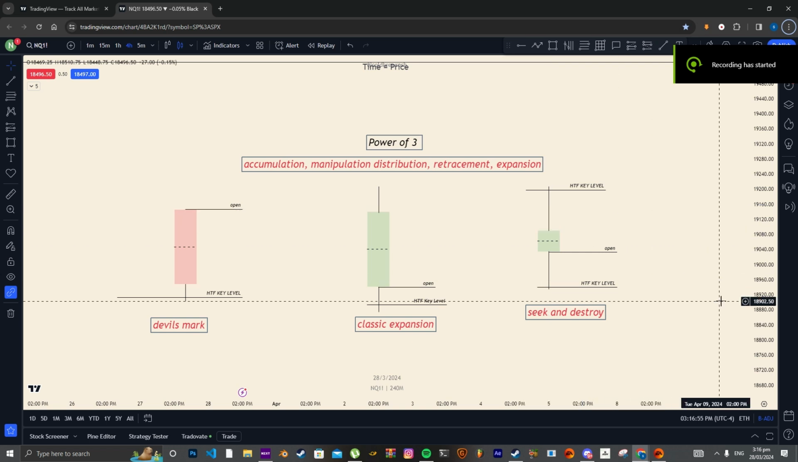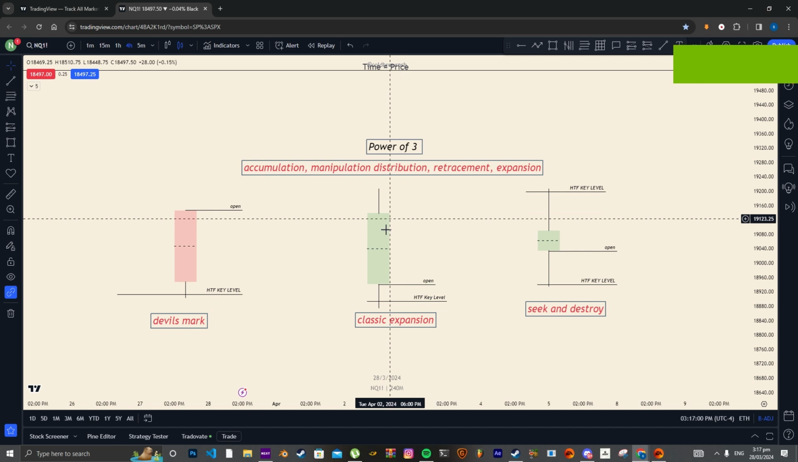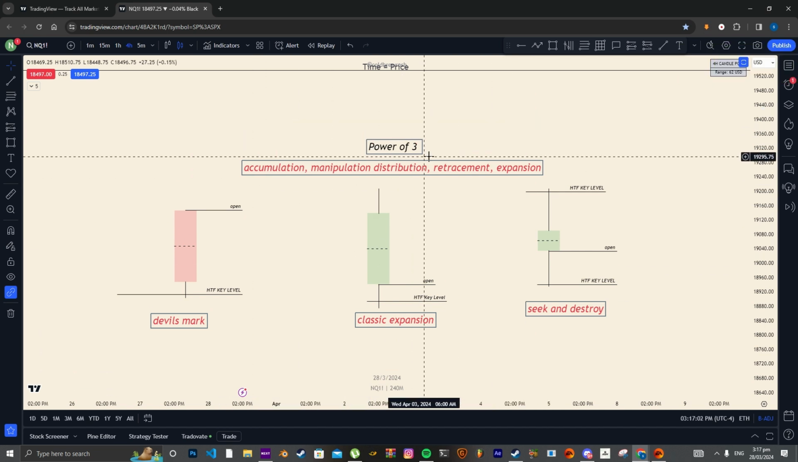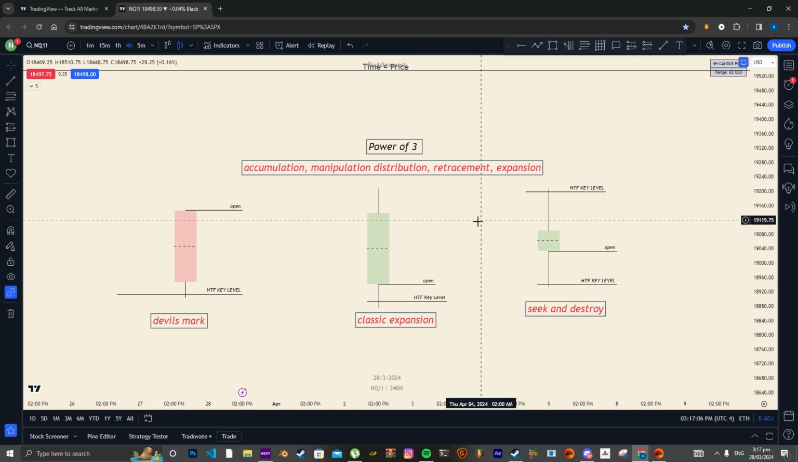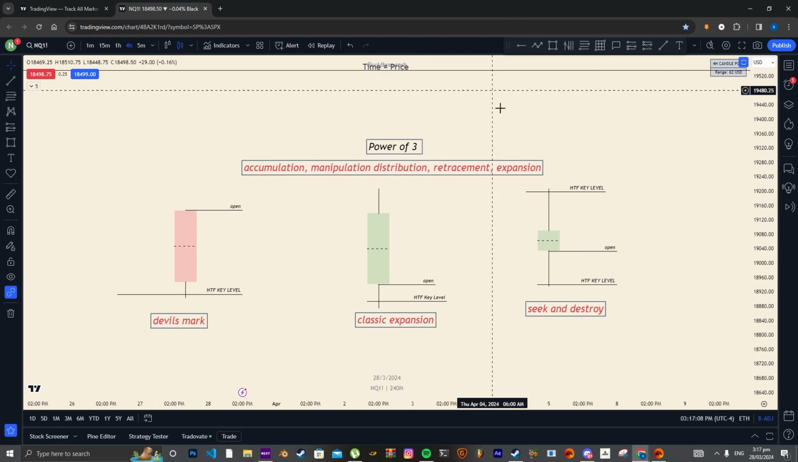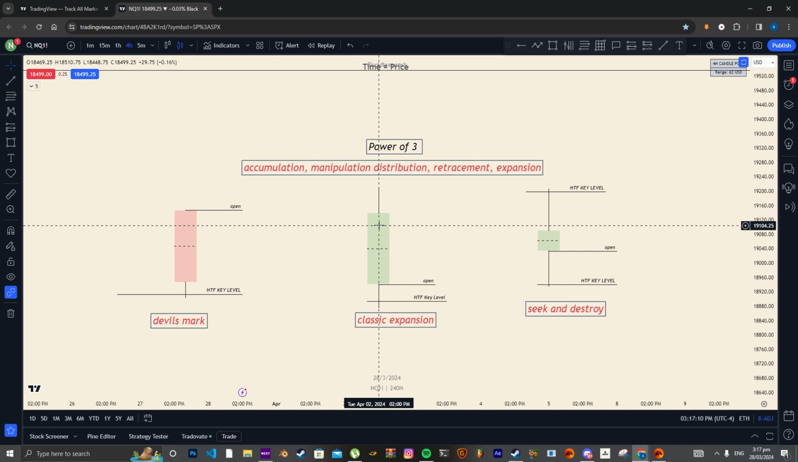This is going to be video one of, I believe, a three-part series that I'll be doing, mainly going through the elements that I look for in trading. The first video you see right now is powers of three: your accumulation, manipulation, distribution, retracement, expansion. The second video will be based on standard deviation of powers of three and how I use them.